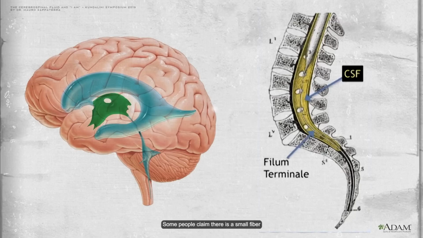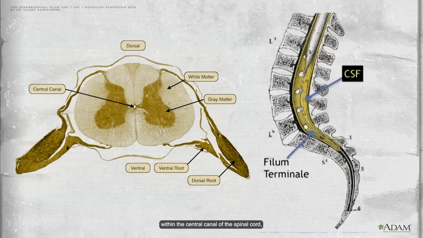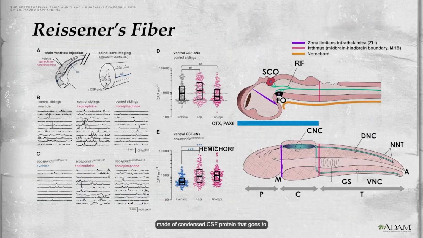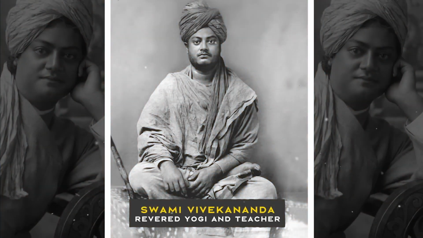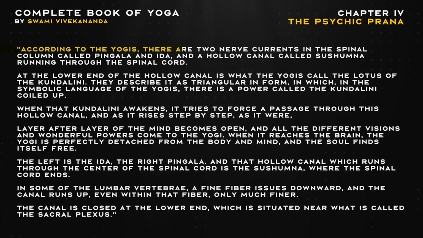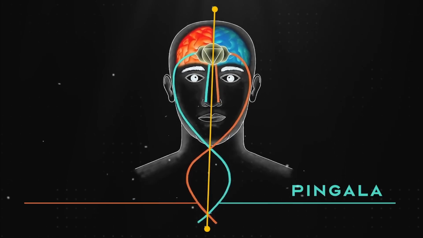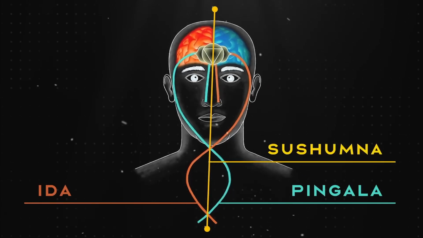Some people claim there is a small fiber within the central canal of the spinal cord made of condensed CSF protein that goes to the pineal gland called Reissner's fiber. Swami Vivekananda, a revered yogi and teacher, offers profound insights into the yogic understanding of the human body. He explains, "According to the yogis, there are two nerve currents in the spinal column, called Pingala and Ida, and a hollow canal called Sushumna, running through the spinal cord."